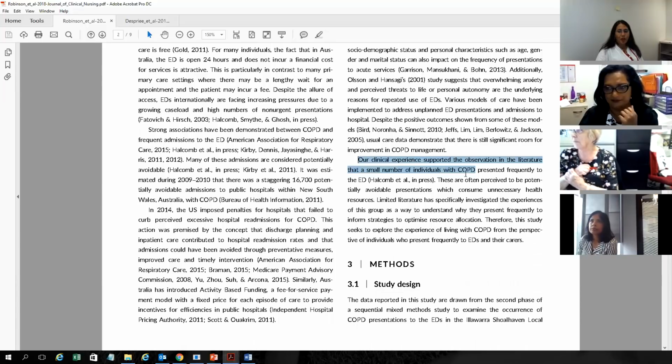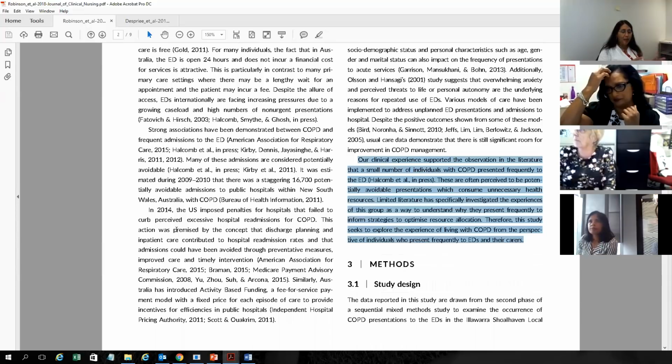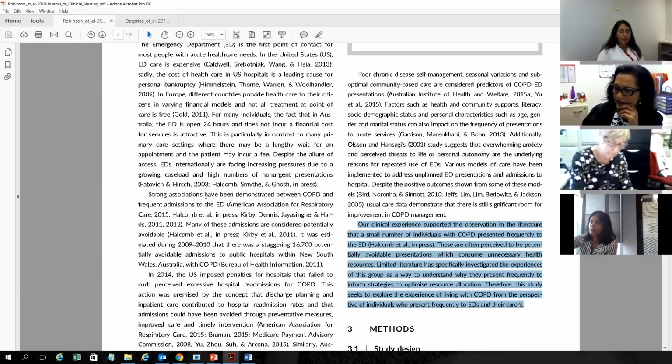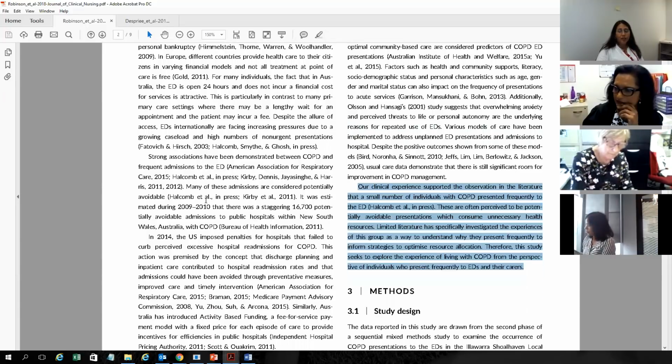Have a read of the last paragraph here. So remember, we said the aim is in the introduction. So this is the introduction that we're looking at, the background part of the introduction. Can anybody identify the aim in this last section here?